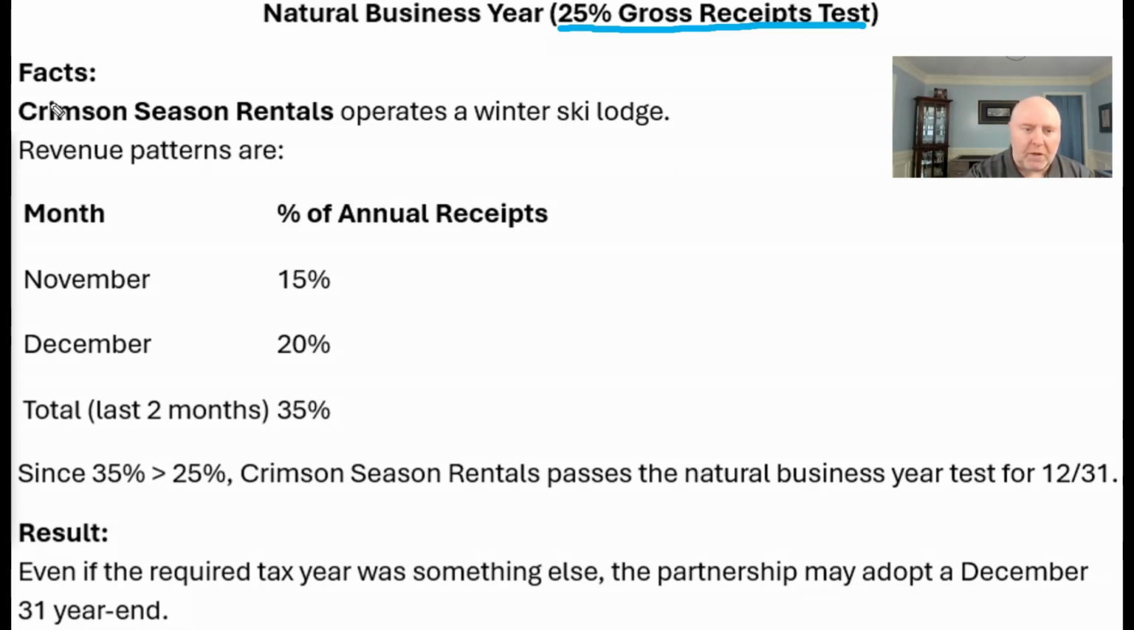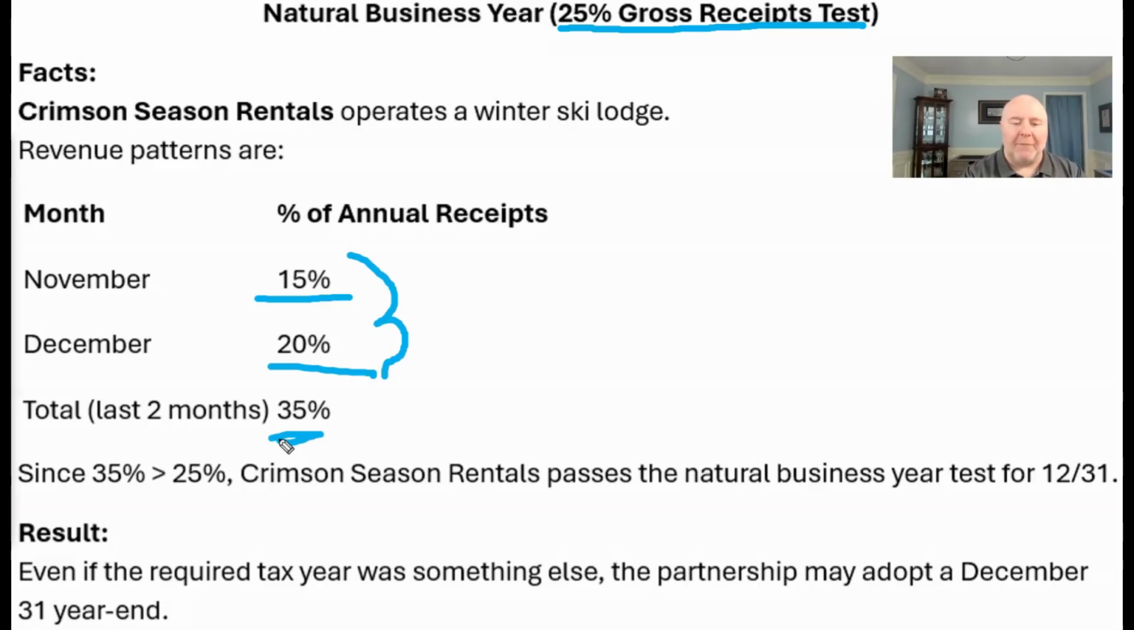Okay. So, Crimson Season Rentals operates a winter ski lodge. Revenue patterns are as follows. So, November, they have 15% of their annual receipts, and in December, they have 20% of their annual receipts. Well, let's just add those up. So, if we add this up, that's going to equal 35%, right? We have 35% right there. So, 35% of their gross receipts occurred in the final 2 months of what they want for their tax year.